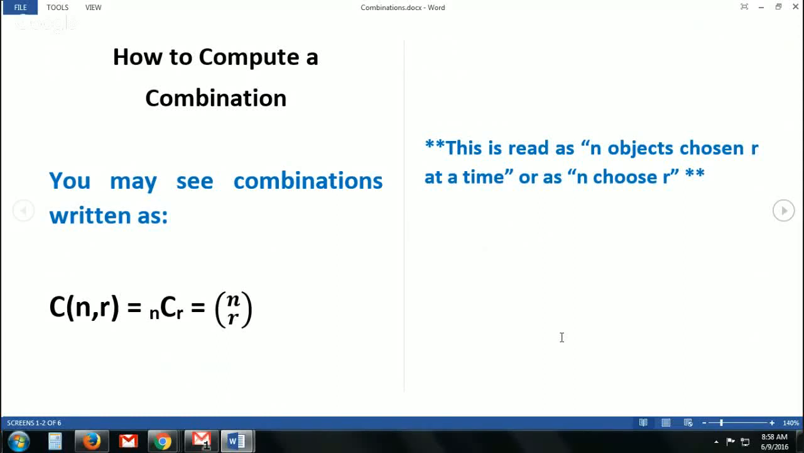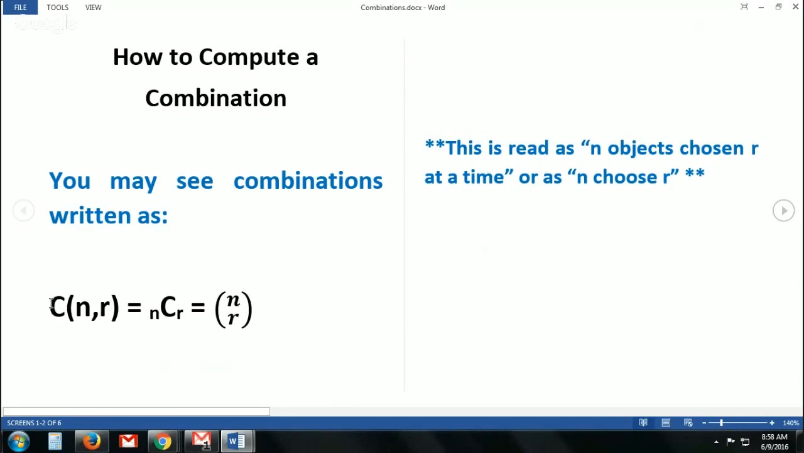Let's talk about how to compute a combination. Combinations are used for determining everything from ways to select members of a committee to the coefficients of a binomial distribution. Now, you may see combinations written in several different ways.